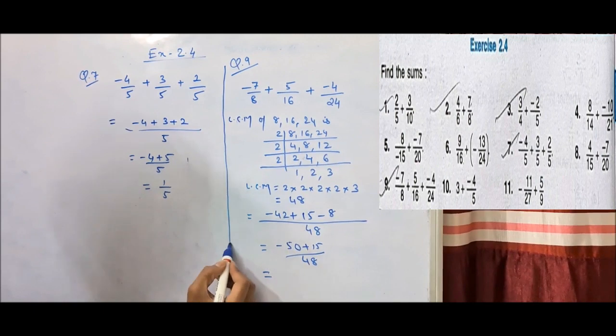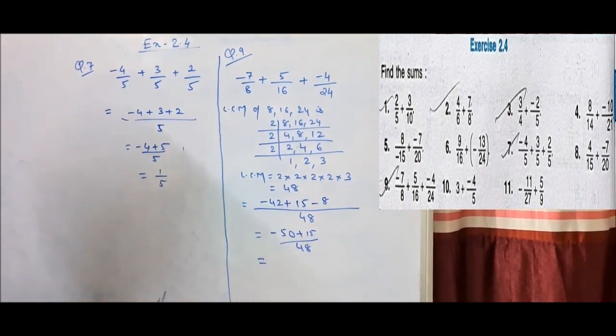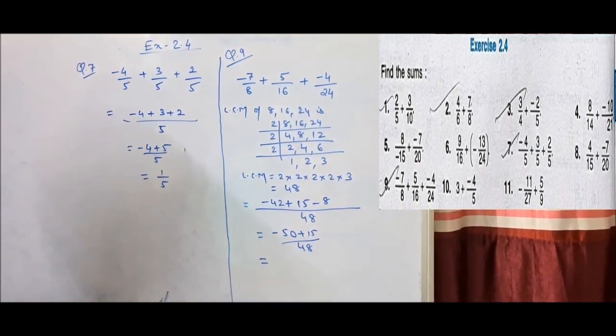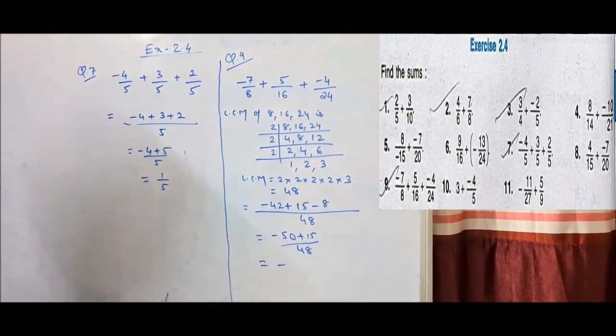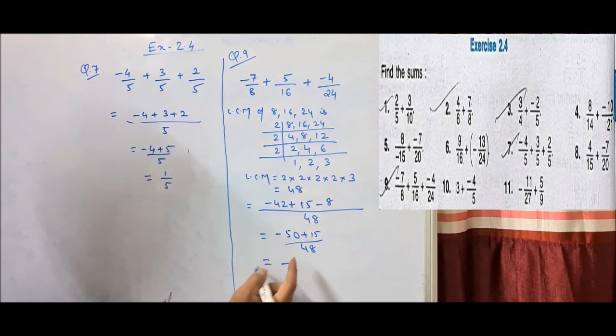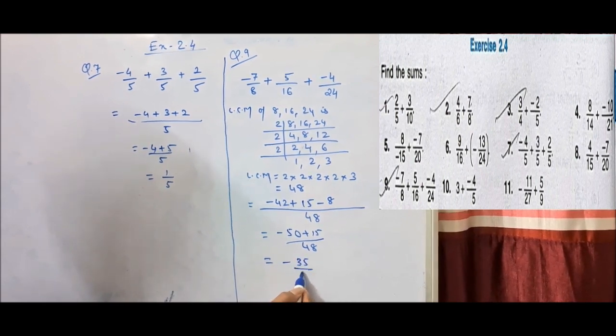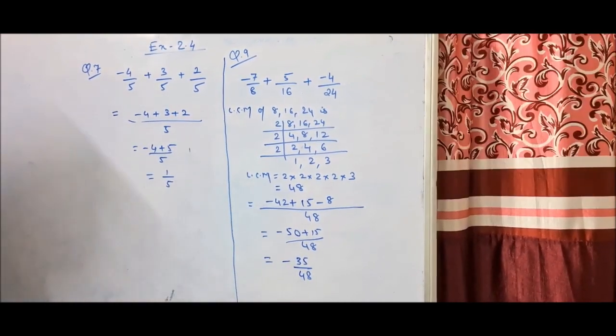Now here you can see that they both have different signs. Opposite signs subtract from each other and the sign comes from the highest number. 50 is the highest number, so the answer will come in negative. 50 minus 15 is 35. So the answer is minus 35 by 48.